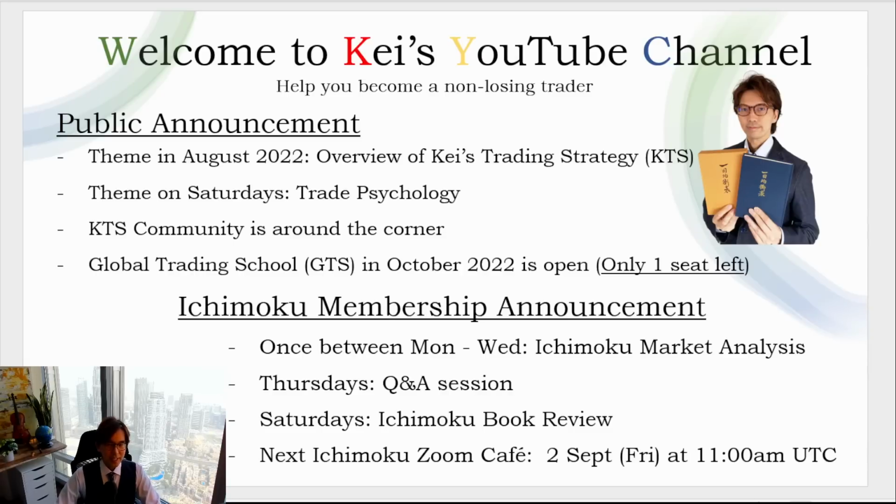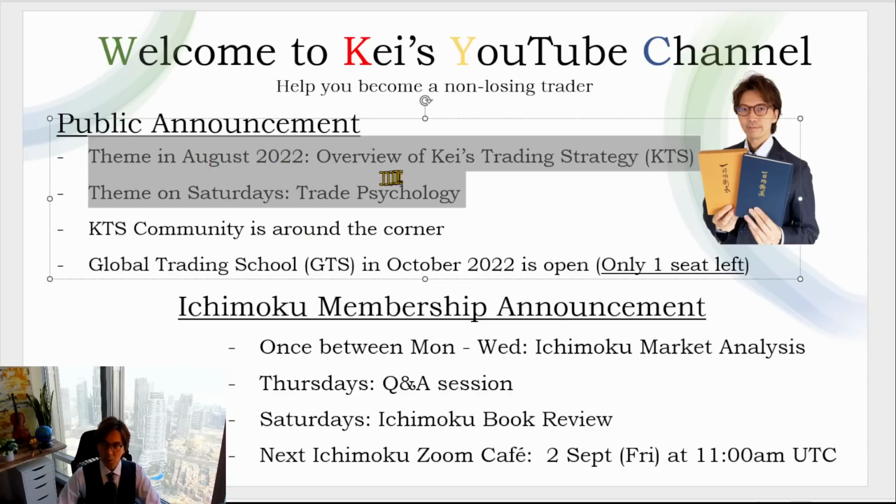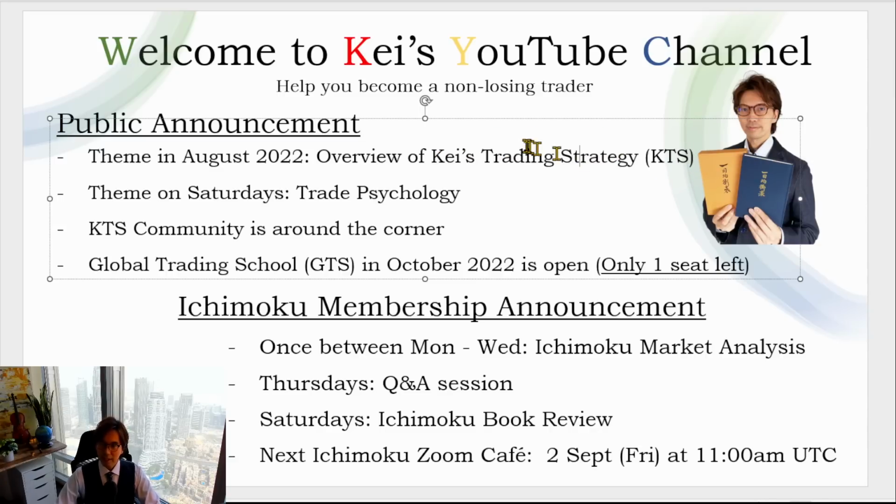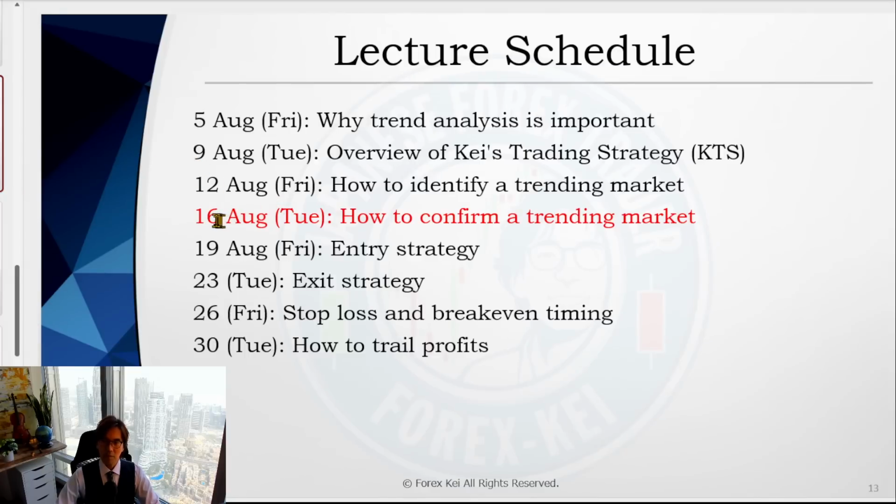Okay, so this is a theme in August 2022, overview of my own strategy. I named my strategy KTS, Kei's Trading Strategy, and I use Ichimoku Kinko Hyo for higher time frame analysis, and for the lower time frame, mainly the M5, I use different tools than Ichimoku and look for entry confirmations. So today's topic is about this one. This is the 16th of August, Tuesday: how to identify and confirm a trending market.